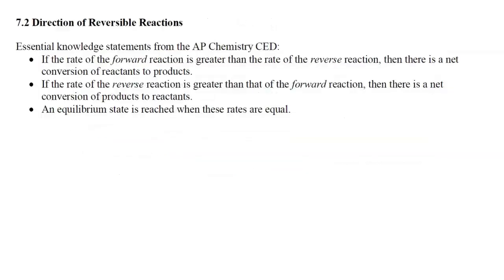This is topic 7.2, direction of reversible reactions. Here are some essential knowledge statements from the AP Chemistry course and exam description. If the rate of the forward reaction is greater than the rate of the reverse reaction, then there is a net conversion of reactants to products. And now let's flip that around. If the rate of the reverse reaction is greater than the rate of the forward reaction, then there is a net conversion of products to reactants. An equilibrium state is reached when these rates are equal.